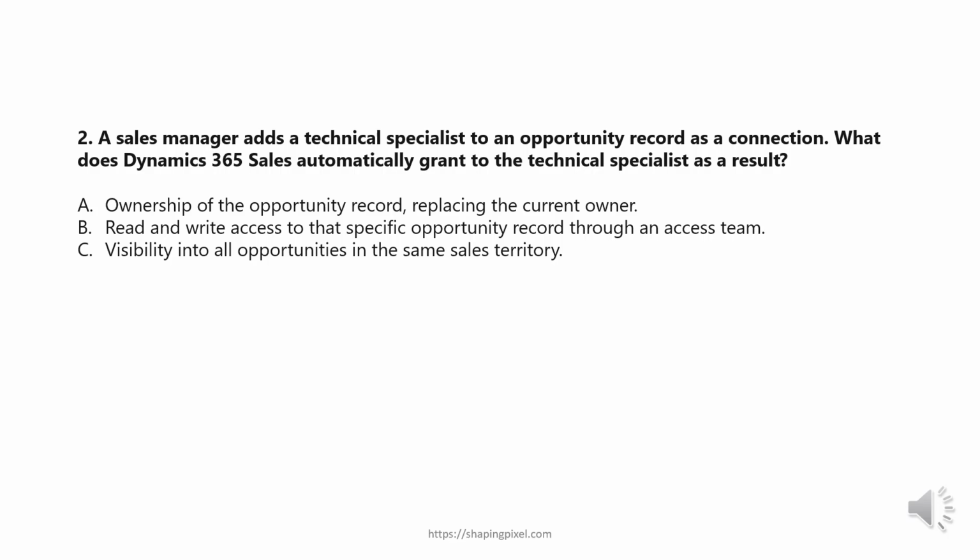A sales manager adds a technical specialist to an opportunity record as a connection. What does Dynamics 365 Sales automatically grant to the technical specialist as a result? Ownership of the opportunity record, replacing the current owner. Read and write access to that specific opportunity record through an access team. Visibility into all opportunities in the same sales territory. Correct answer is option B.